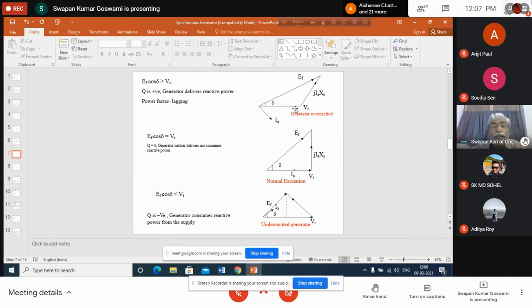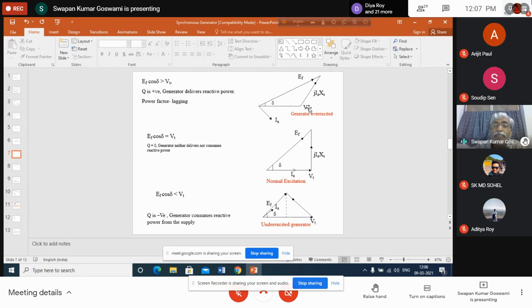Am I clear? Yes, but sir, what happens in this case when the excitation is more than the normal excitation? You see that now this is the vector IA axis, JIA axis means this will be the vector IA. And what happens to IA?